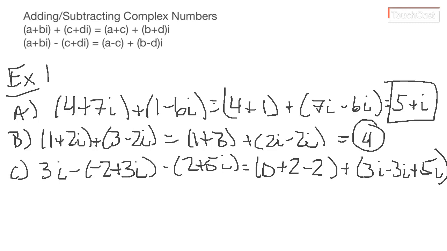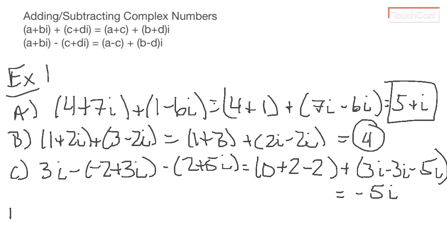So in our real part, 0 plus 2 minus 2, that's 0. 3i minus 3i is 0. 0 plus 5i. And I actually made a mistake writing something here. It's not plus 5i, it's minus 5i. So our answer is going to end up being just a negative 5i.